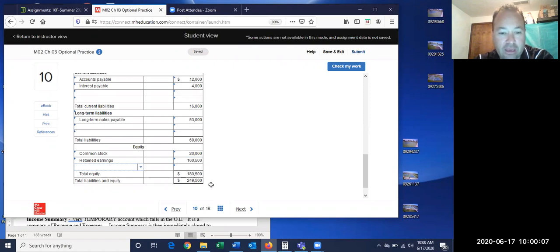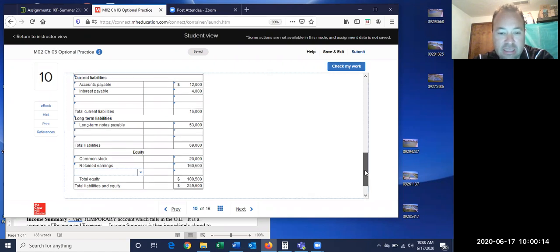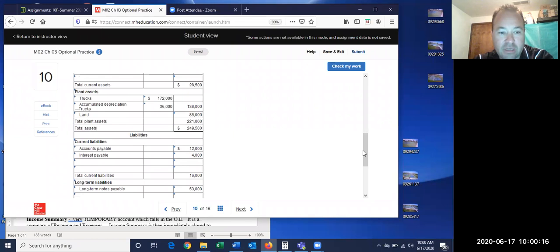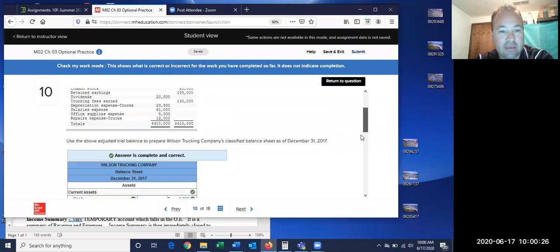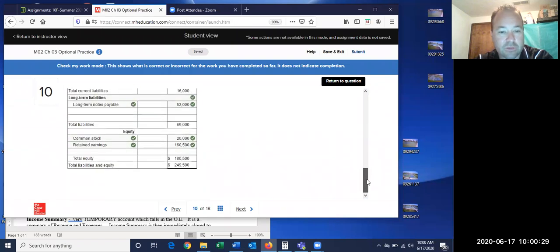And then the final thing I always want to check, does my total liabilities and equity, 249.5, equal my total assets? And it does. So I can be rest assured that I probably have done everything correct. And it looks like I did. I got all check marks.